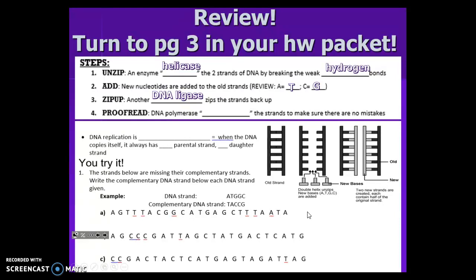Step number 3 is, like I mentioned, that zip-up molecule or enzyme called DNA ligase. Ligase is responsible for zipping that backbone up again in your DNA molecule and allowing for that helical structure to once again be reestablished. And the last step is the proofreading step. Proofreading is really quite important within the process of DNA replication to ensure that there are no mistakes or errors that are made throughout this process.